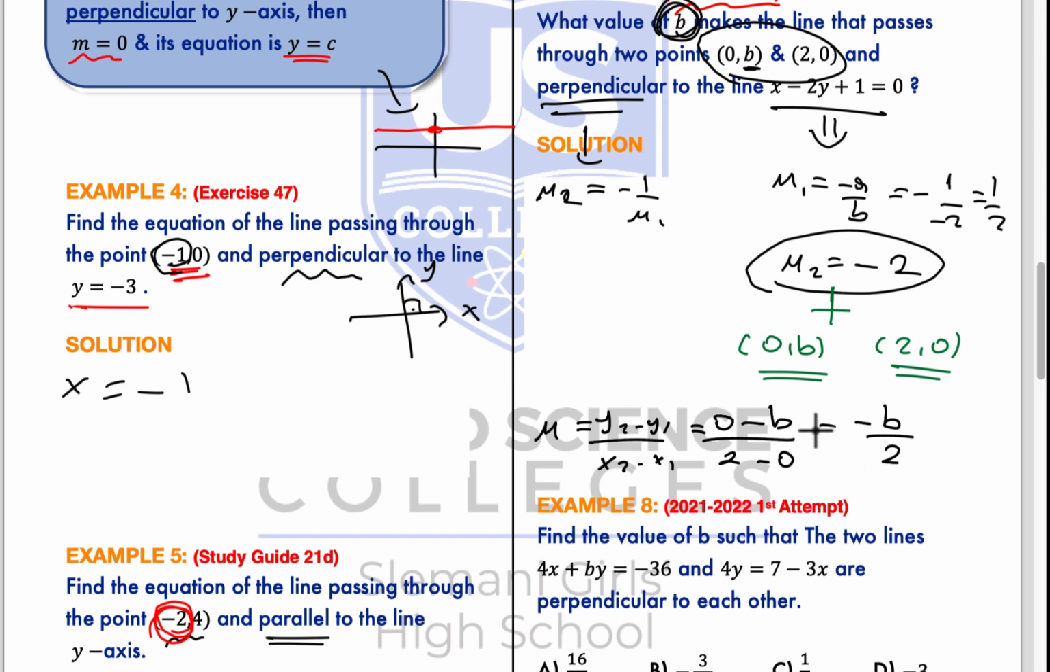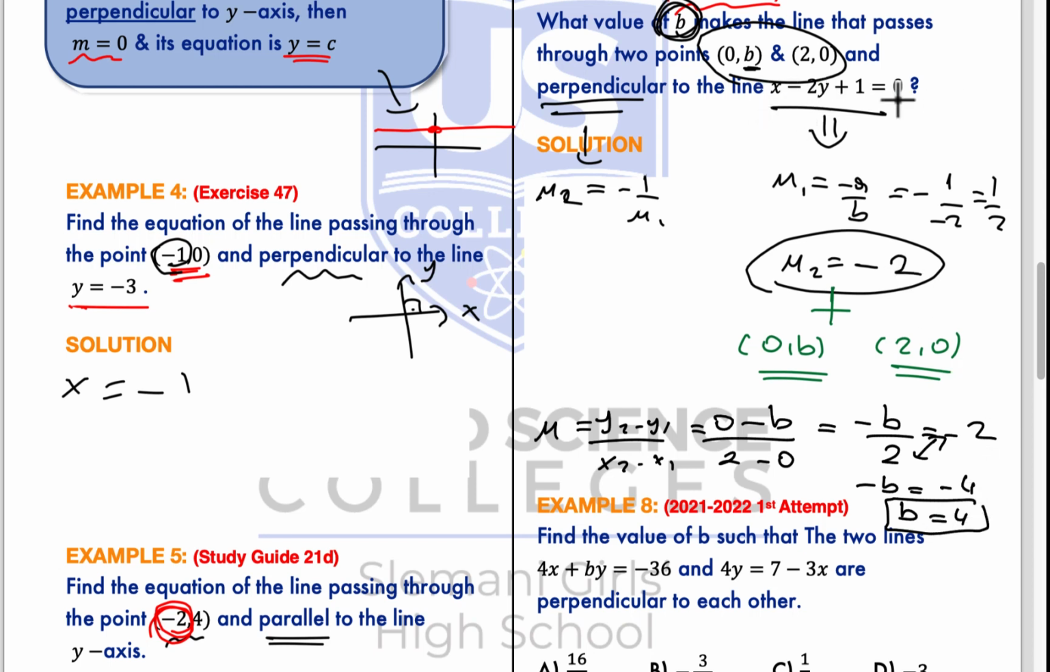So what is this equal to? I already got this as negative 2. So equalize the slope to negative 2. Since I know the slope from these 2 points, they are equivalent. By cross product, negative b equals 2 times negative 2, negative 4. Cancel out the negatives. b equals 4. I got my unknown.